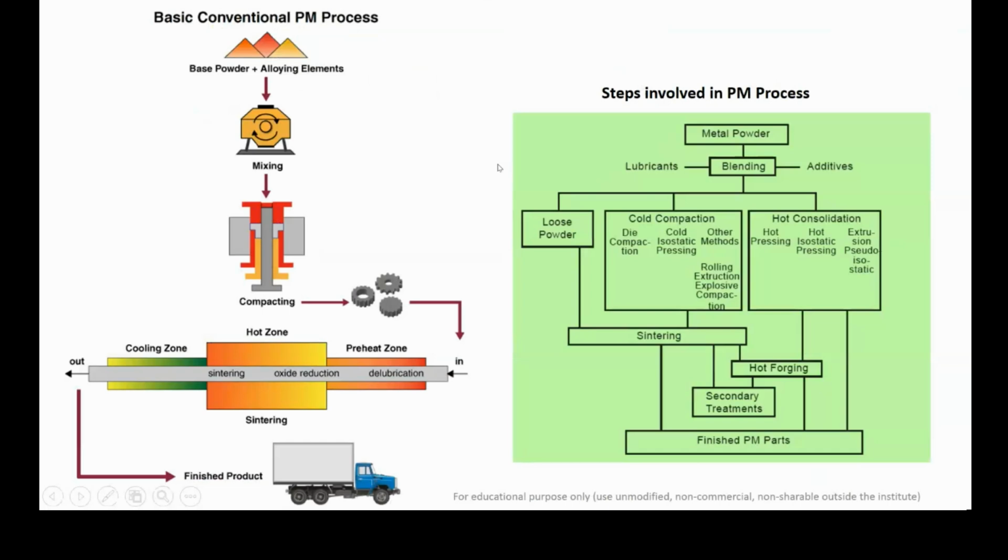Okay, now let's discuss the basics of this powder metallurgy process. The first step, you select the powders of different materials, maybe of metal, it may be of alloy or ceramic, as per your requirement.